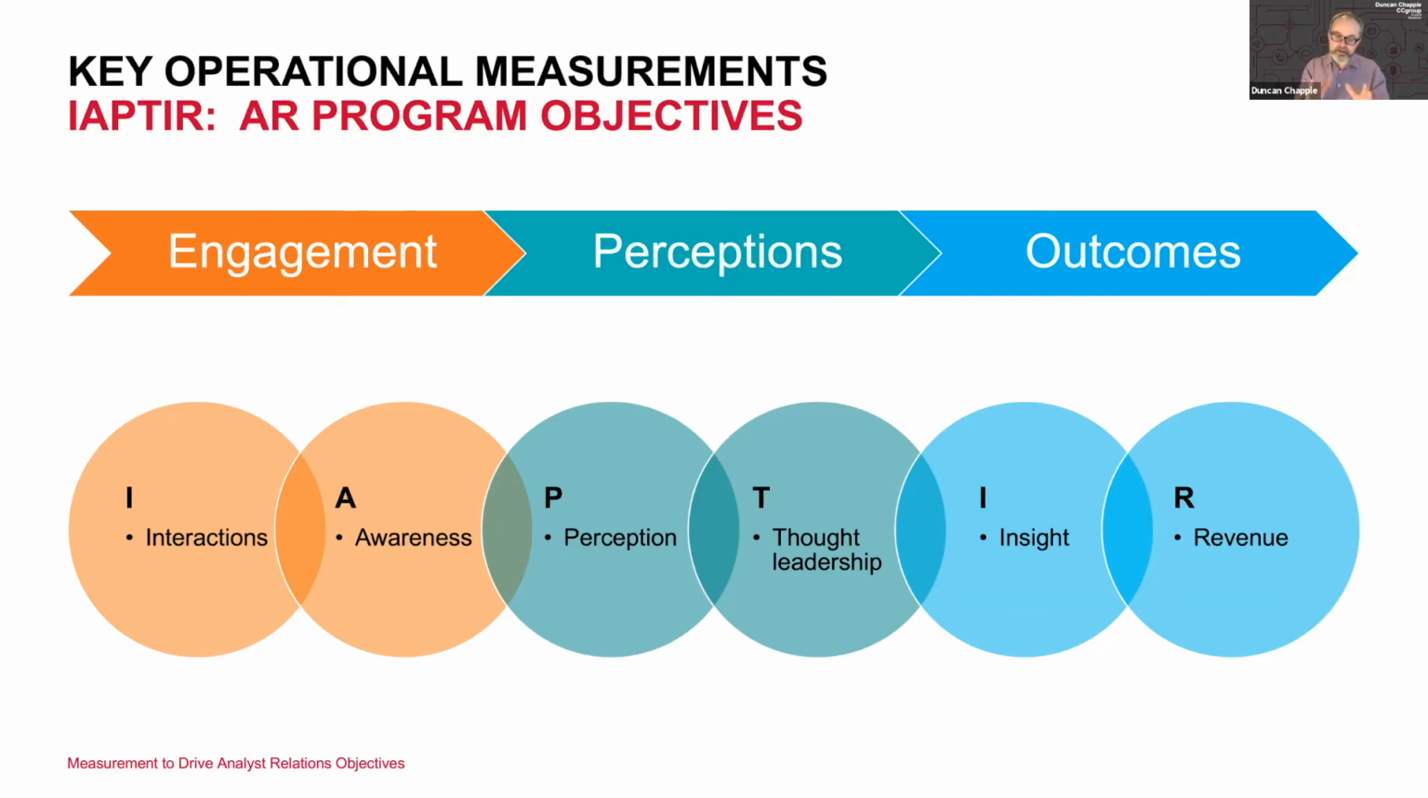Then there's tracking perceptions. What is going on in the market? What is being said? What is not being said? And then there's outcomes. What are the changes that we are seeing in the market as a result? Well, hopefully as a result of our program, maybe as a result of other people's activities as well. We organize them into these 6 silos.